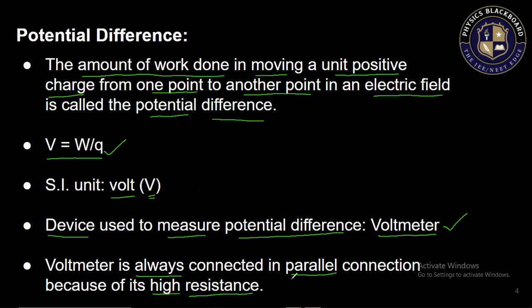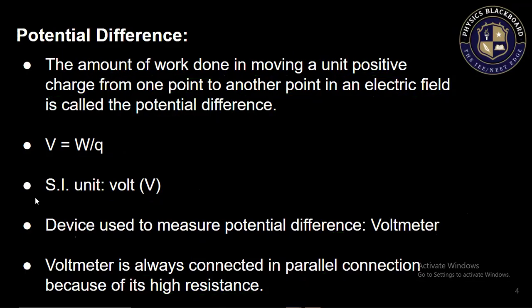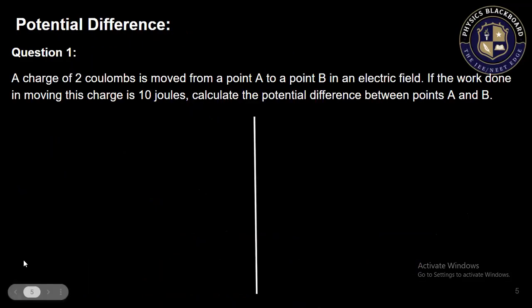As it has high resistance, if it is connected in series, it will surely oppose the flow of electric current, so that it affects the flow of electric current through the circuit. So a voltmeter should always be connected in parallel connection. Now we see a numerical on this concept.